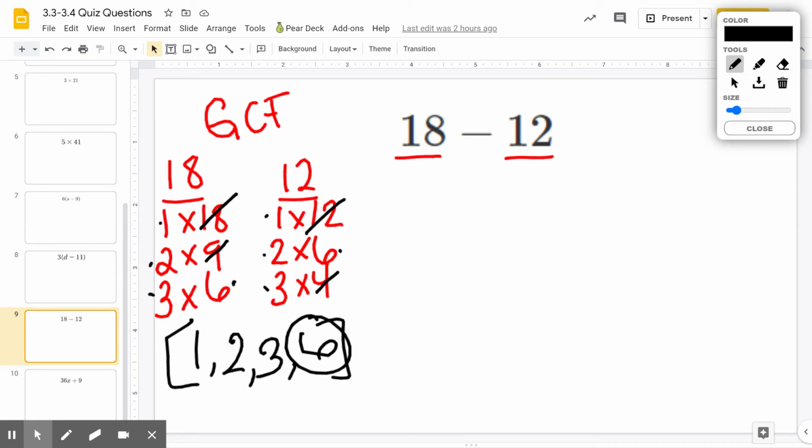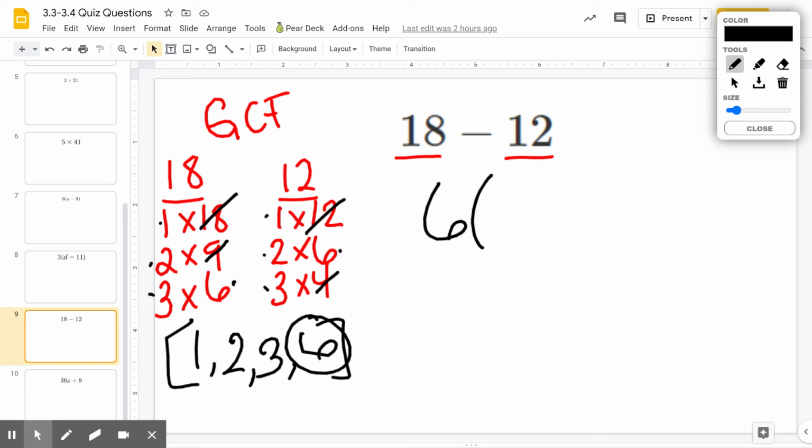So once we find the greatest common factor, we're going to take that out, right? And write 6 and parentheses. It's the same pattern every time. Once you find the greatest common factor, you write that factor and the parentheses. So in this case, it's 6 parentheses.